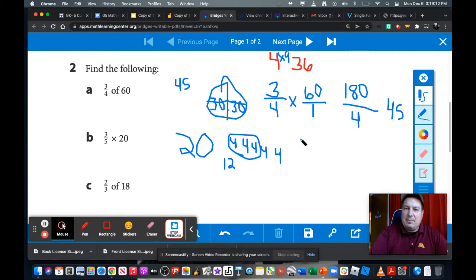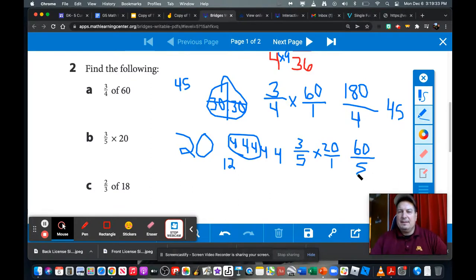In that crazy mathematical way that we just did, you could put 3/5. We haven't even talked about multiplying fractions. This is called the algorithm. 3 times 20 is 60. 5 times 1 is 5. How many 5s fit into 60? 5, 10, 15, 20, 25, 30, 35, 40, 45, 50, 55, 60. It's 12.